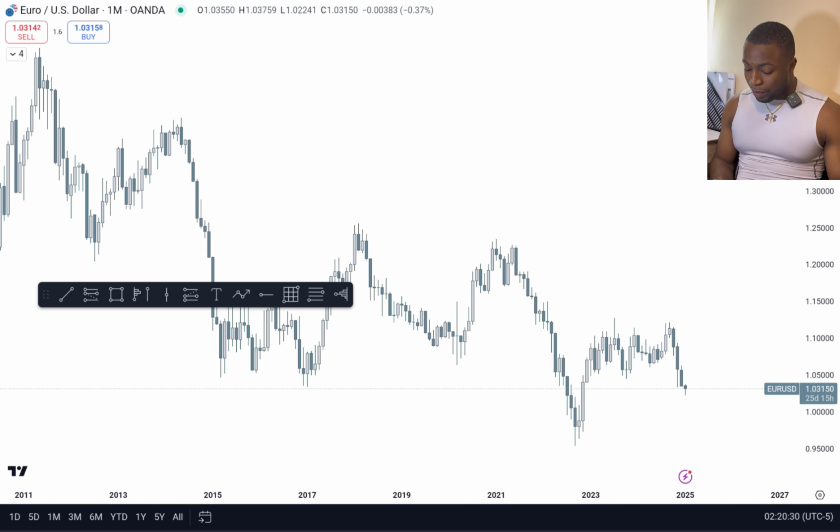So as you can see on the monthly, we have a large displacement to the downside. We can clearly see on the monthly that the monthly is bearish. So it means the euro is weak and the dollar is strong. So DXY is going up, bullish for a while now.